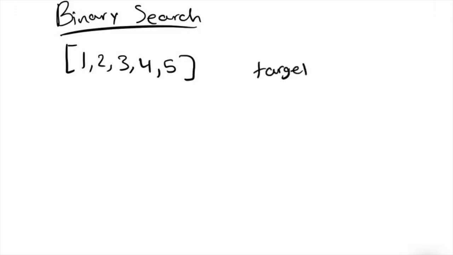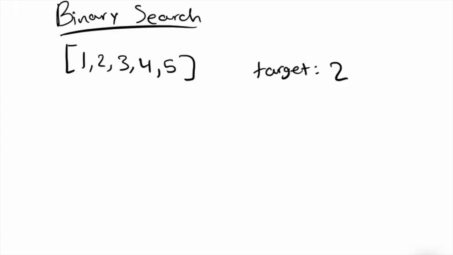So let's say we have a 5-element list, just 1, 2, 3, 4, and 5. And the element that we are searching for, our target value, is going to be 2. So target is 2.